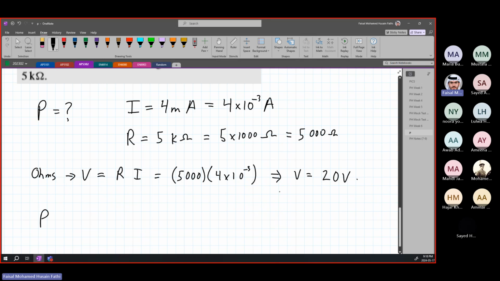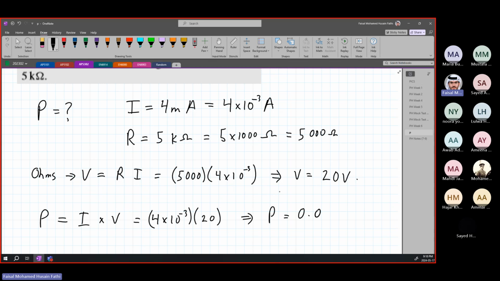We can simply apply P is equal to I times V. What is the current given? 4 times 10 to the negative 3, times the voltage, which is 20 volts. And this will give us that power is equal to 0.08 watts. All right, the unit for power is watts. And this is how you would solve it. So remember, you can always use Ohm's law to determine your voltage given the other two, or the resistance given the other two, or your current given the other two. And then you can plug it back into the power equation, which is simply I times V, to find out what your power dissipated in this case is.